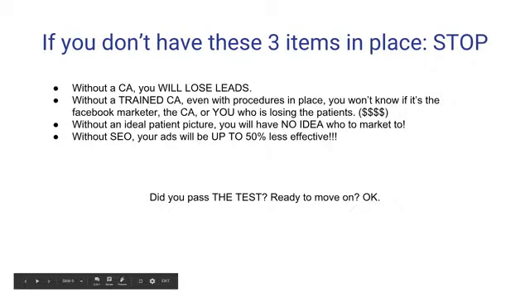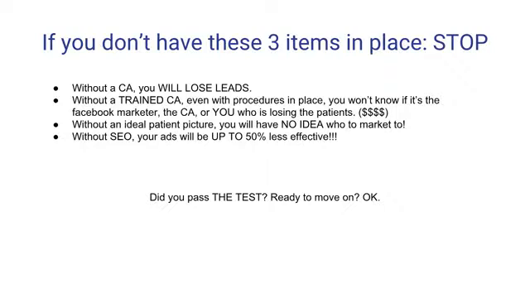All right, so if you don't have these 3 items in place, stop. Without a CA, you will lose leads. If you can't have someone there to call these people within 5 minutes of saying that they're interested, you won't schedule appointments with them. And if you have availability to take those calls, your office probably isn't busy enough for you to afford Facebook ads.